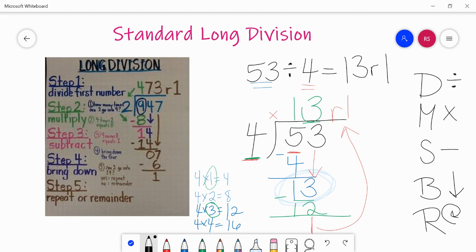All right. Awesome. So this first video really is just meant to show you the steps. It's really just meant to break it down for you. Check out the anchor chart. They give you another example in that long division. They use a 3-digit number. And in the next video, I am going to do a 3-digit number with you, and we're going to do some practice together. So make sure to check that out.